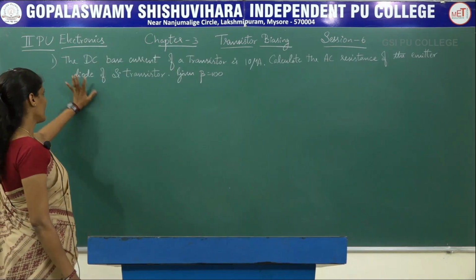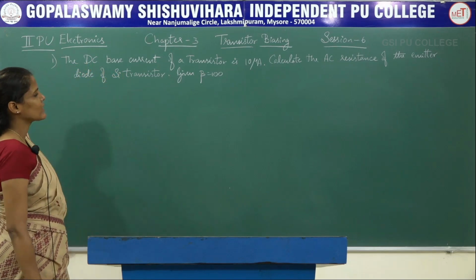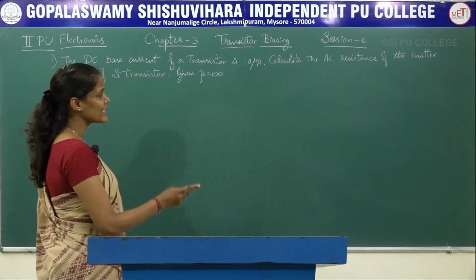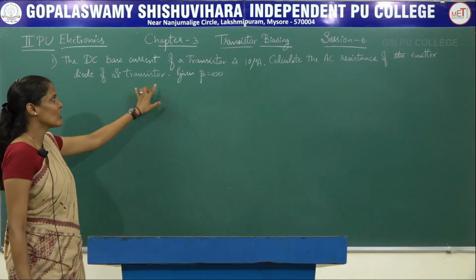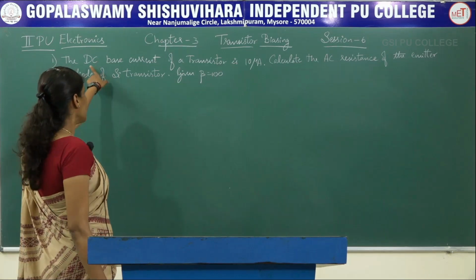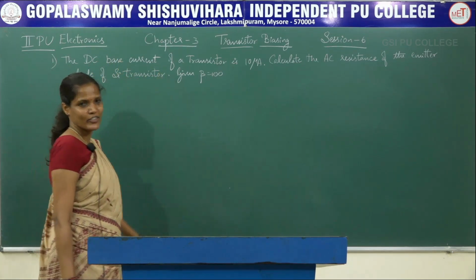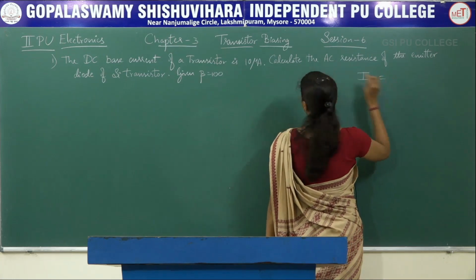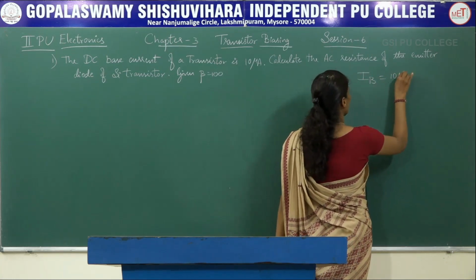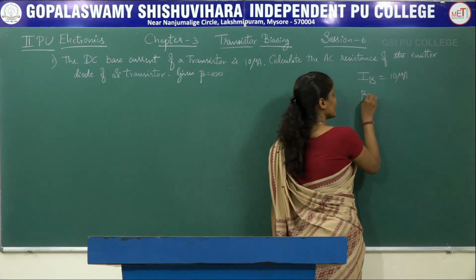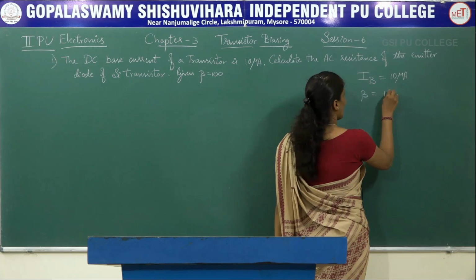This is the first problem. The DC base current of a transistor is 10 microamps. Calculate the AC resistance of the emitter diode of silicon transistor given beta is equal to 100. The DC base current of a transistor anta helidre, that is the base current IB whose value is equal to 10 microamps. And beta value is given over here, beta is equal to 100.